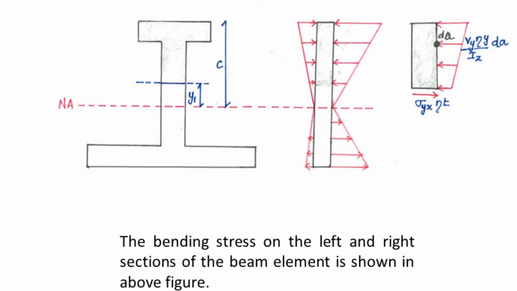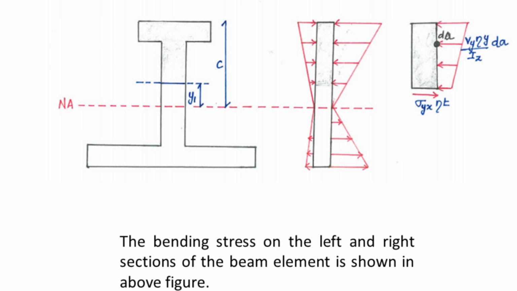So, here you can see how the bending stress varies with respect to the neutral axis. As I already told, on the right side the bending moment is more, that is Mz plus Vy eta, so the bending stress magnitude is more on the right side compared to the left side. You can see the diagram. At the neutral axis the bending stress is 0. So, we will take a small element at a distance y1 from the neutral axis.